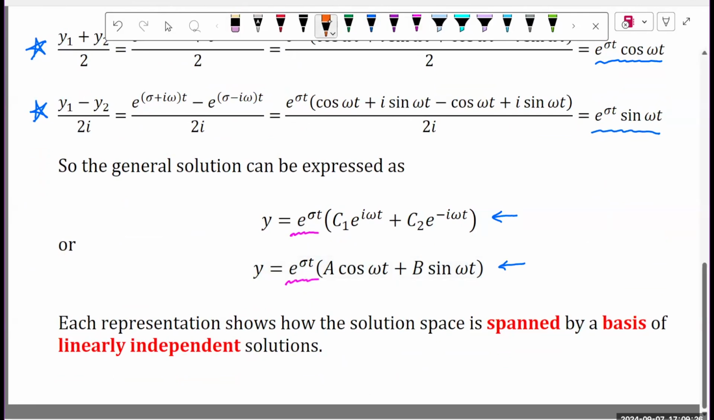Otherwise, the complex exponential versus the sine cosine formulation is the same as what we saw on the previous page when there was no damping. Again, each representation shows how the solution space is spanned by a basis of linearly independent solutions. Let's go to the next page to see how this is summarized.